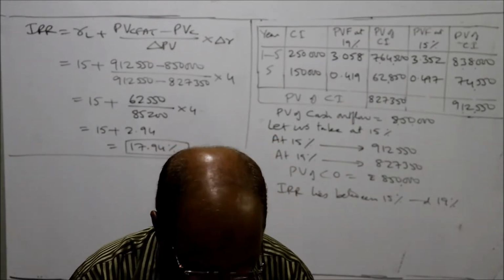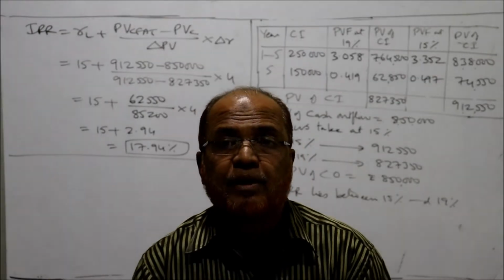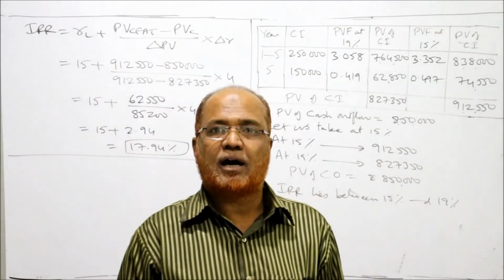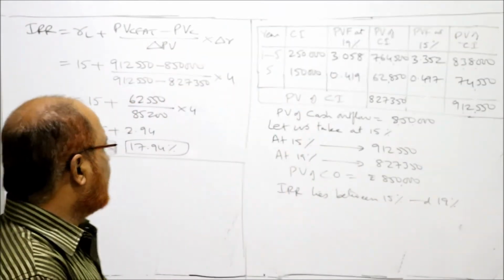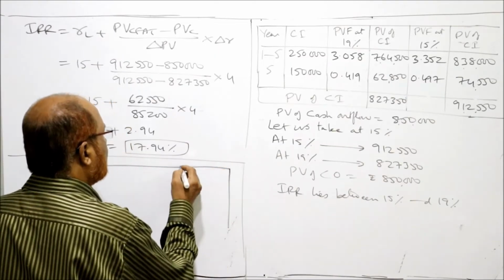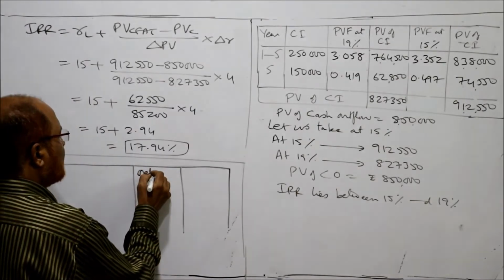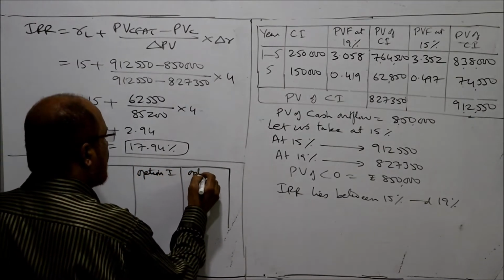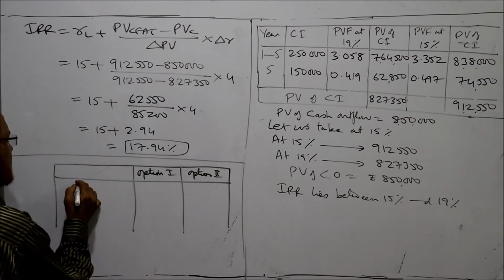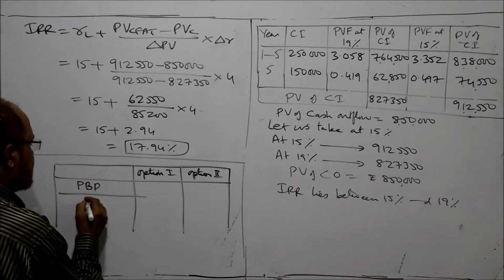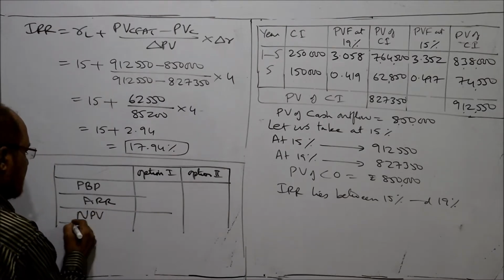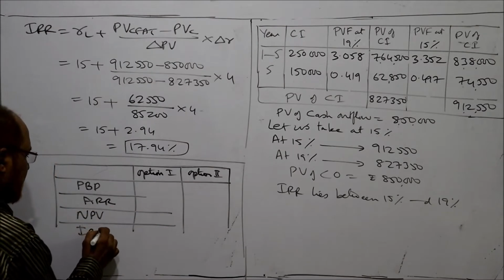Now all the four methods, it's a lengthy problem. ये प्रॉब्लम में पीबीपी मालूम करे, एआरआर मालूम करे, एनपीवी and also IRR. All the four methods we have calculated. Now, in order to give the decision, it is better to write it in a tabular form like this: option 1 and option 2. First we take PBP, second we take ARR, third we take NPV, and last we take IRR.